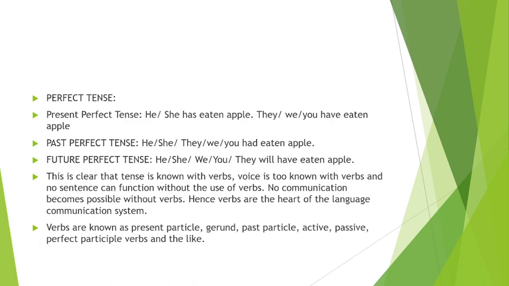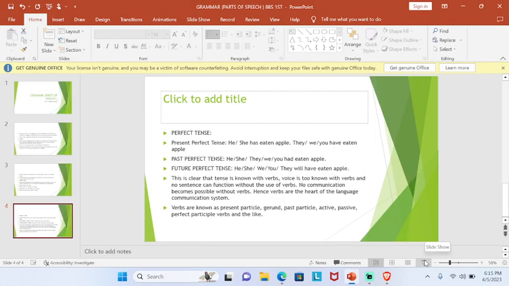So, verbs are known as the present participle, gerund. Present participle means the ing form of the verb. Gerund means also the ing form of the verb used in the subject position. Past participle means the past participle form, active verb, passive verb, perfect participle verbs, and the like. So these are some of the parts of the verbs.